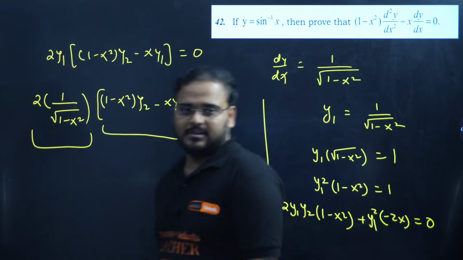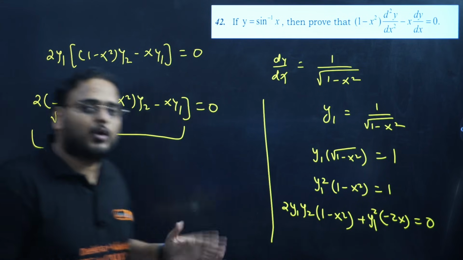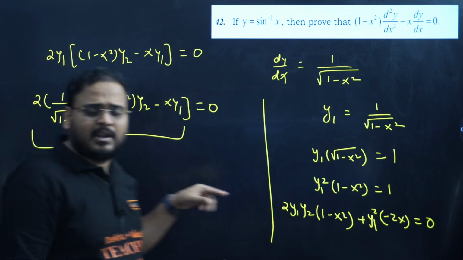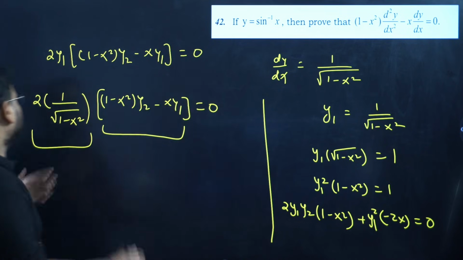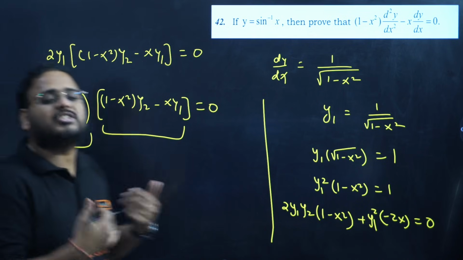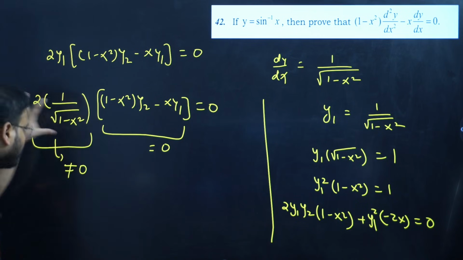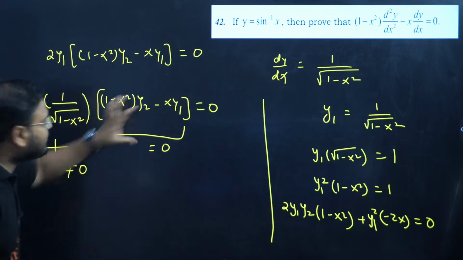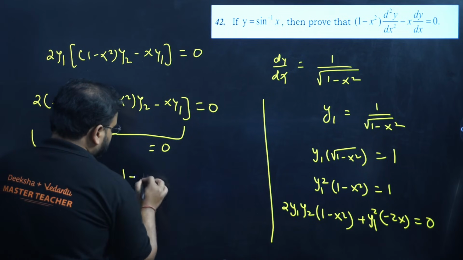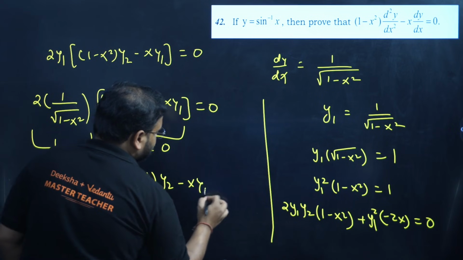In the given two factors, can the first factor be 0? Can this ever become 0? No, sir. 2 is a constant and this root can never be 0. If it is 0, it will become infinity, right? So this part can never be equal to 0. This is a non-zero value. So only this should be equal to 0, because if the product of two factors is 0, it means one of these has to be 0, and this is not 0, so this will be 0. So you get 1 minus x square y2 minus x y1 is 0.